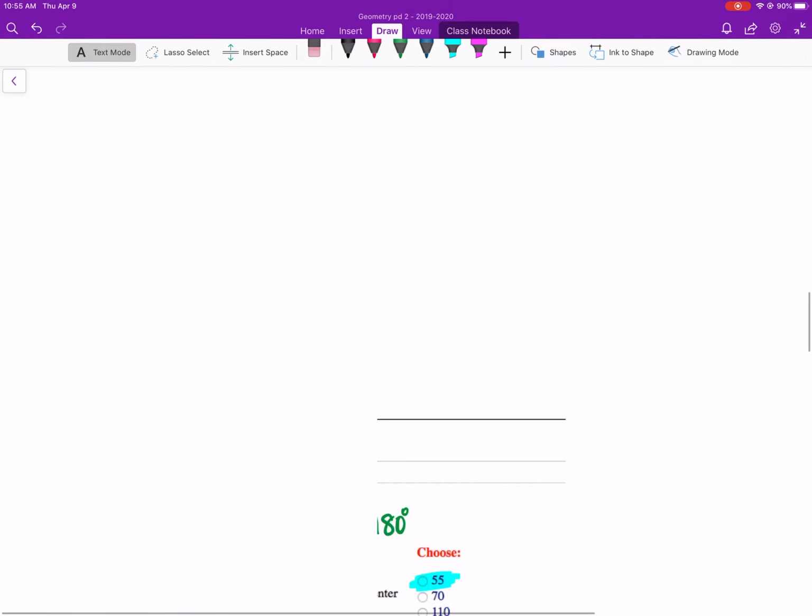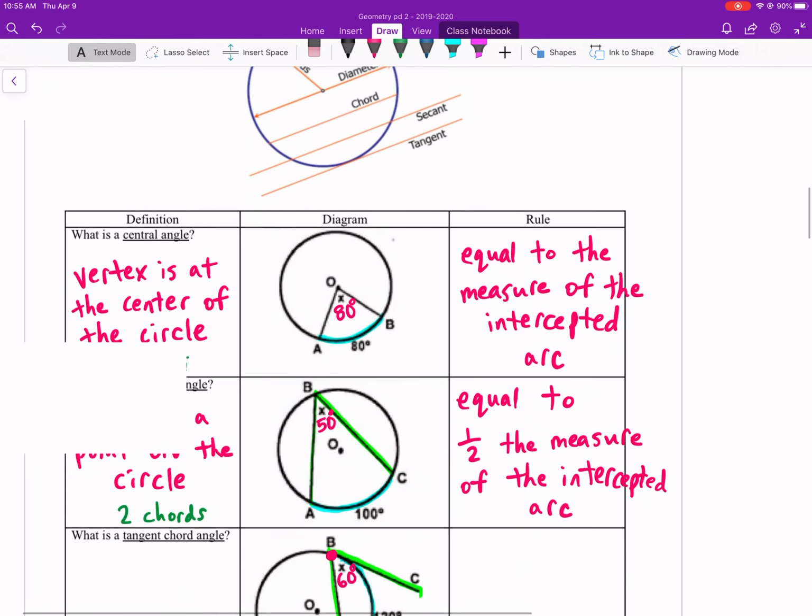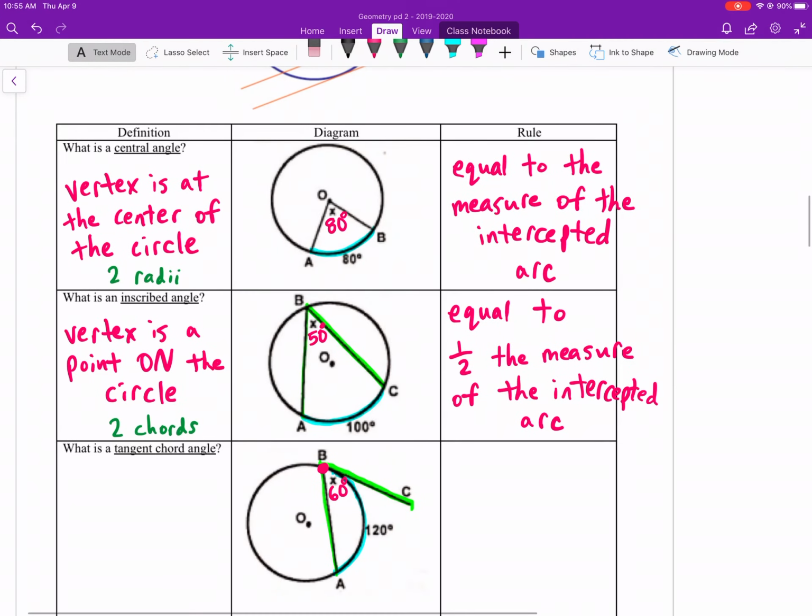And that's really it. Please send me questions. I understand it's new. Remember, these are the two major rules for today, the central angle and the inscribed angle. The central angle is equal to the arc. The inscribed angle is equal to half of the arc.